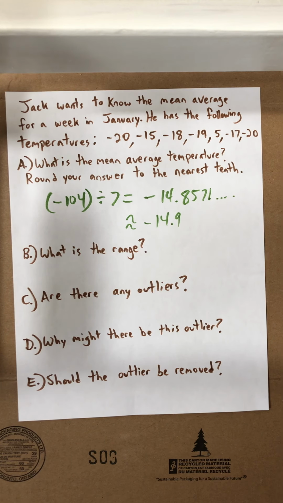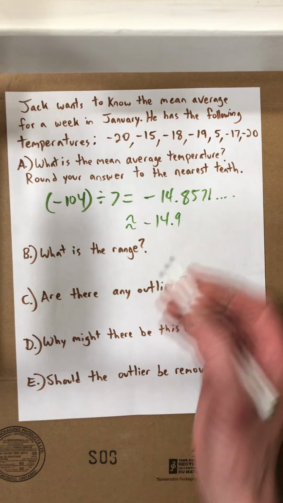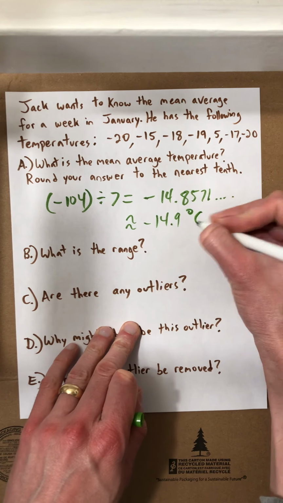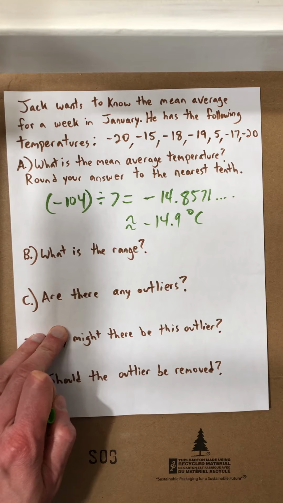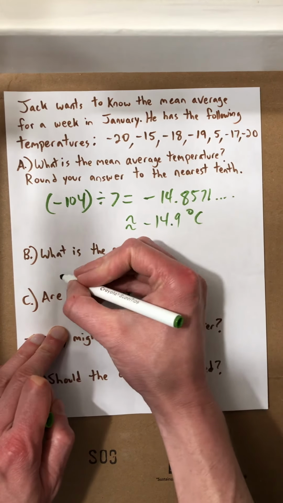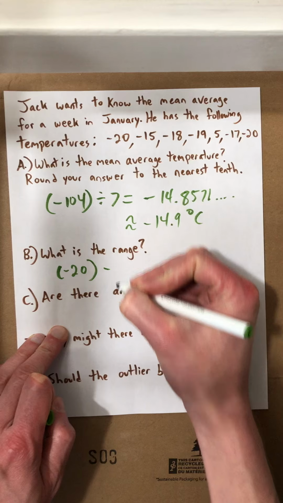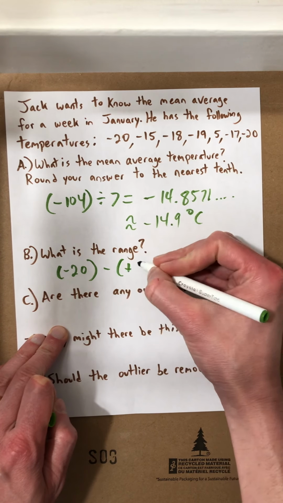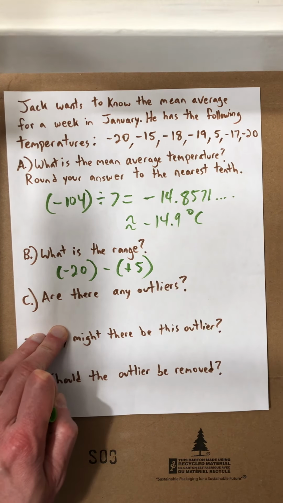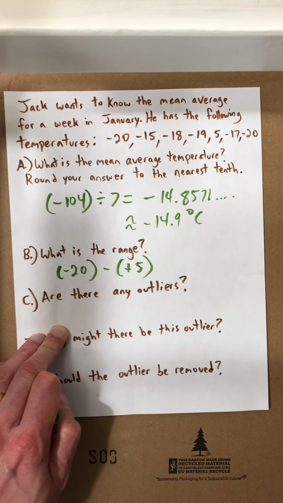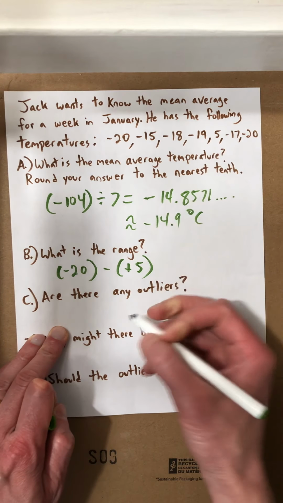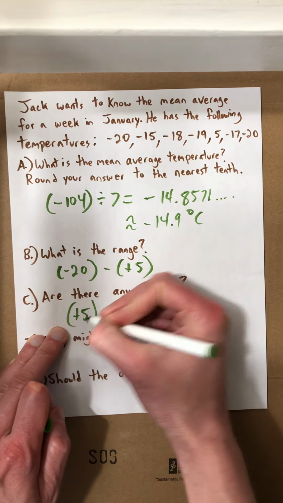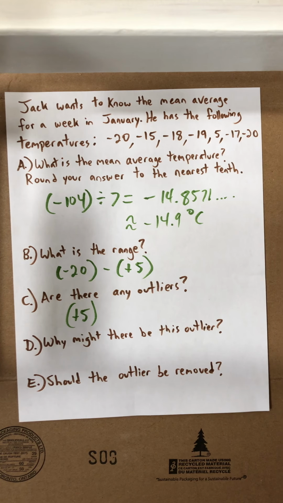So far so good. This is very similar to what we were doing before. You add them all up, divide by how many there are, we've got our mean average. So let's make sure we got our units there. So it's negative 14.9 degrees Celsius was the average temperature in that week. What was the range? Well, the lowest of those temperatures was minus 20, and the highest of them was plus 5, which is a pretty nice temperature for January. Are there any outliers? Well, I think there definitely are. Look, all these temperatures are double-digit negative cold, and then we got that one positive. So I would say that the plus 5 is definitely the outlier in this case.